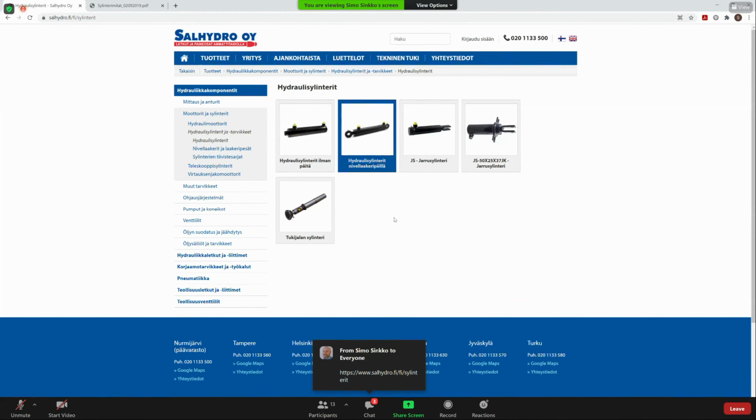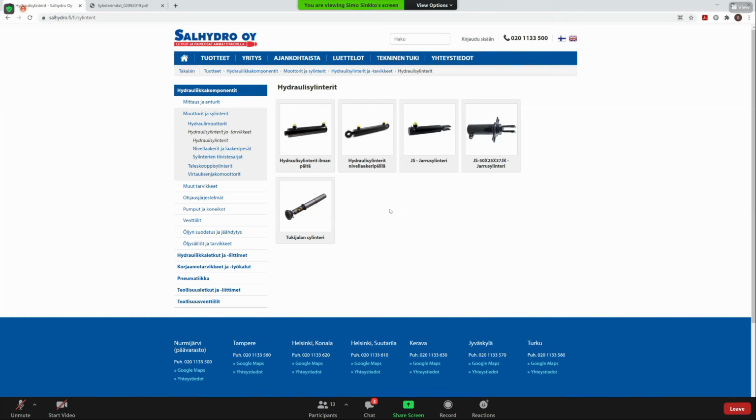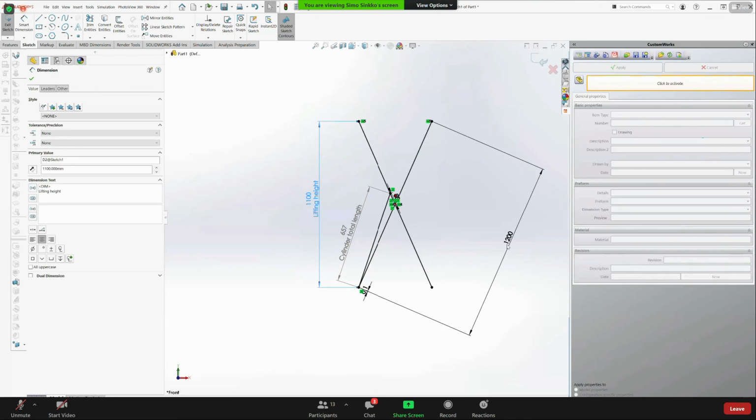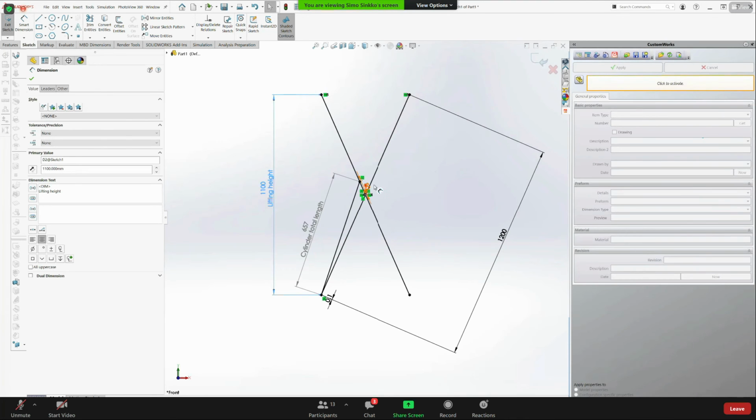So the first step here is to calculate the cylinder force and find out such a cylinder that fulfills your need, both in a diameter and in a stroke and in an installation length. And like I told, it will be a little bit iteration. It might be that the first calculation round will not bring you the correct result, but you need to play a little bit with these dimensions here.